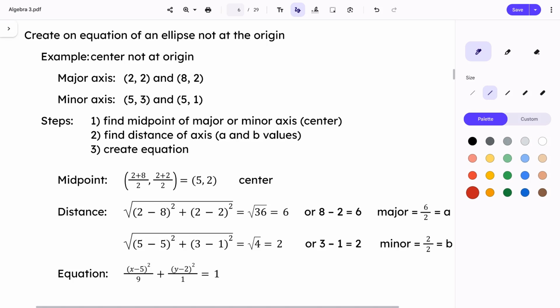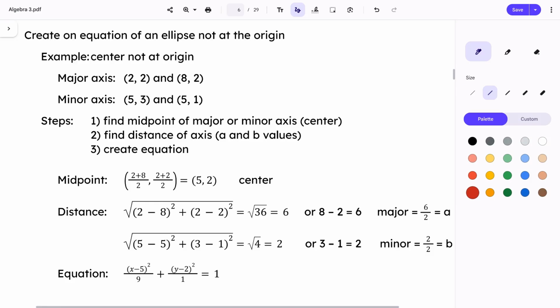So to find the center, we need to find the midpoint of the major and the minor axis. When you're finding midpoint, you're just adding the x's together and dividing by 2, and you're adding the y's together and dividing by 2. So for the major axis here, the x's are 2 and 8, so we're adding 2 plus 8, and we're cutting that in half. That's how they got the 5. And then 2 plus 2 divided by 2 is going to be 2 as well.